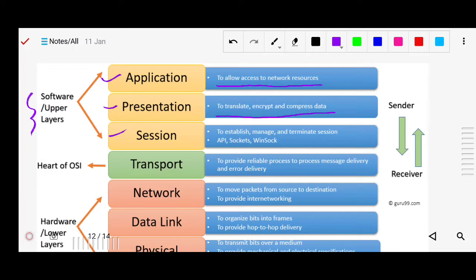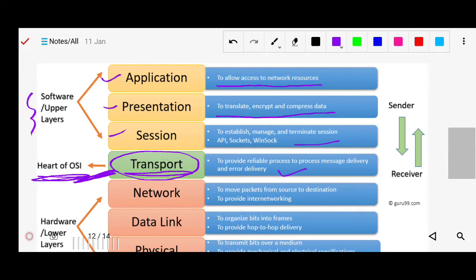Each and every layer has some work, and the transport layer provides reliable process-to-process message delivery. The heart of the OSI, the main part, is the transport layer. Here the TCP protocol, which we are now going to read, works in the heart of OSI. Next is the network layer.